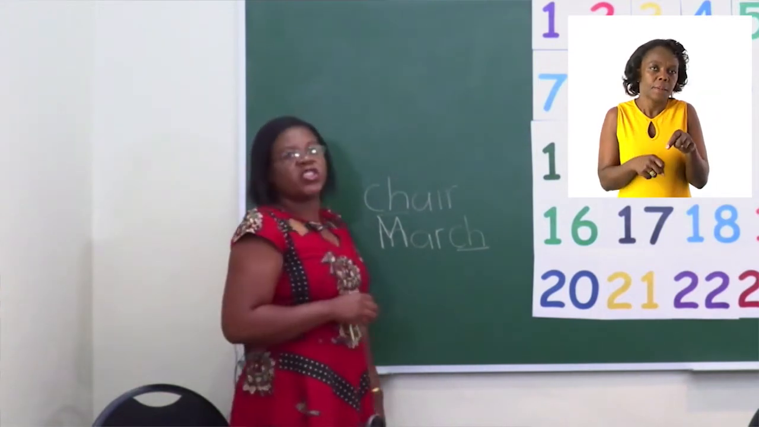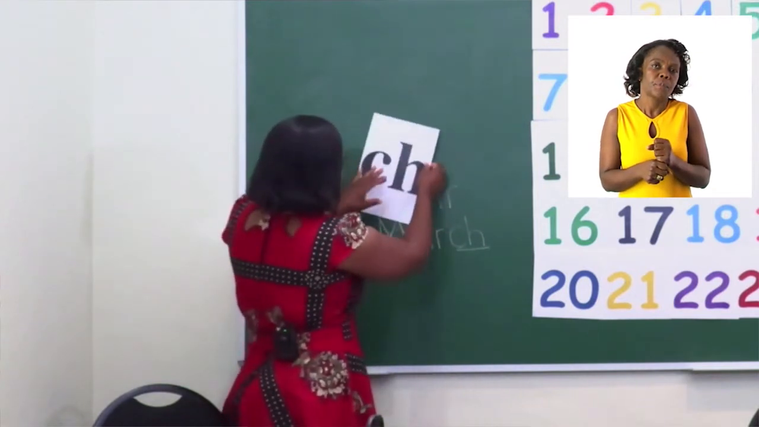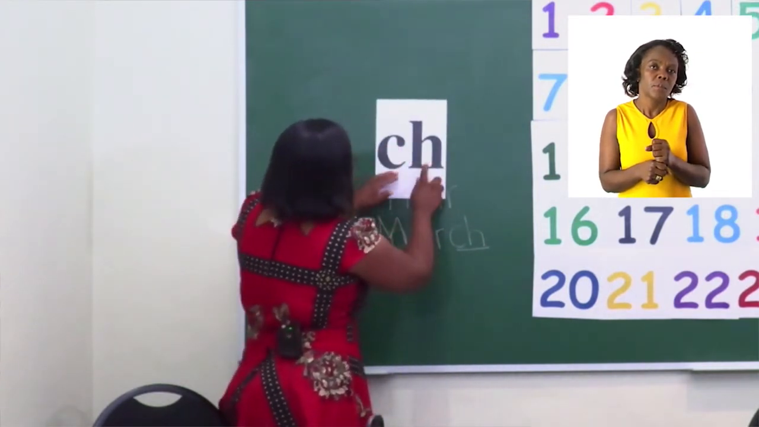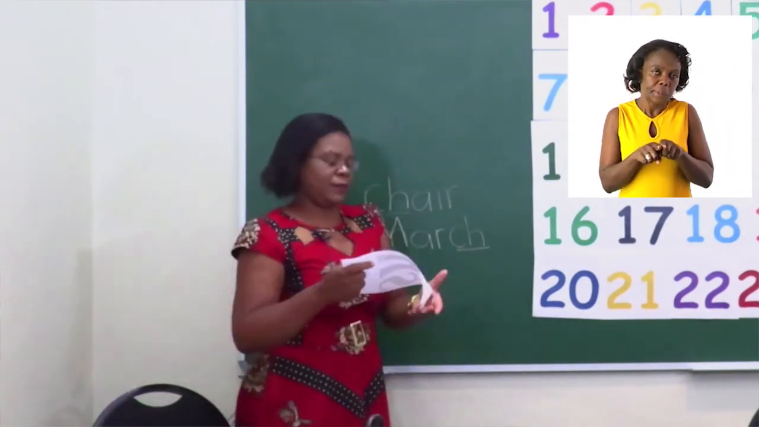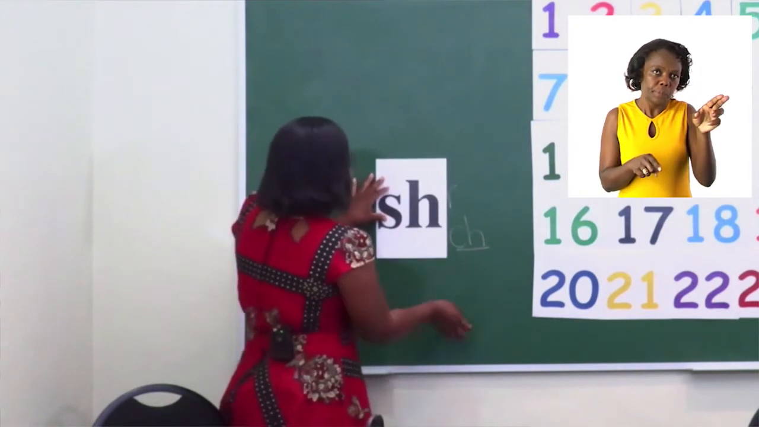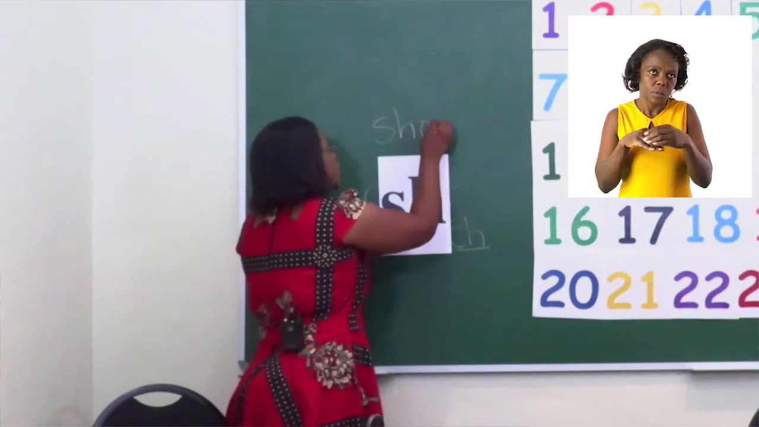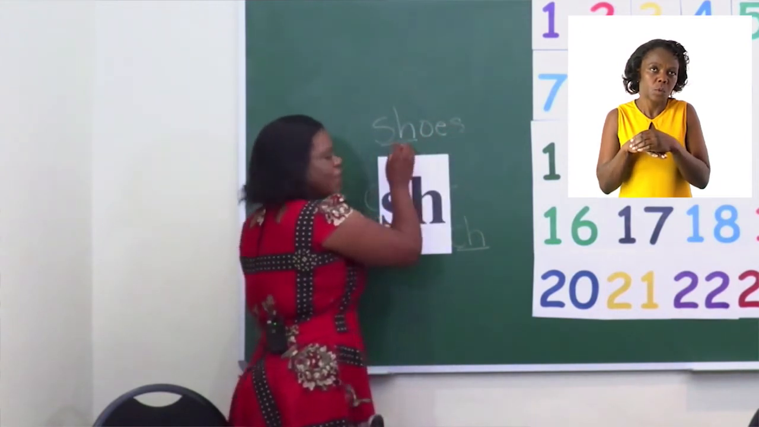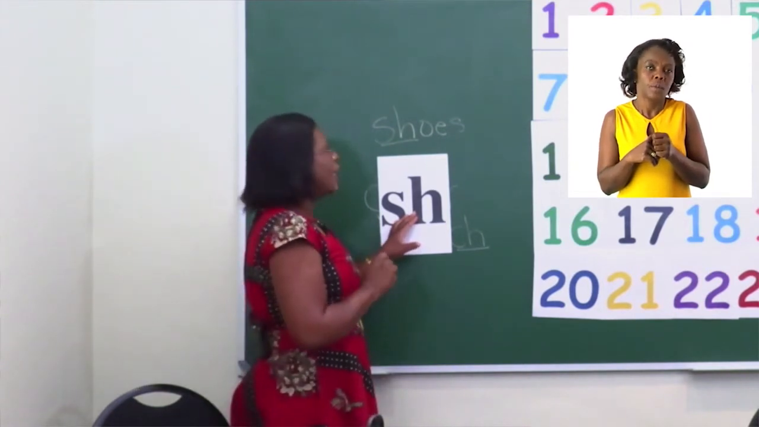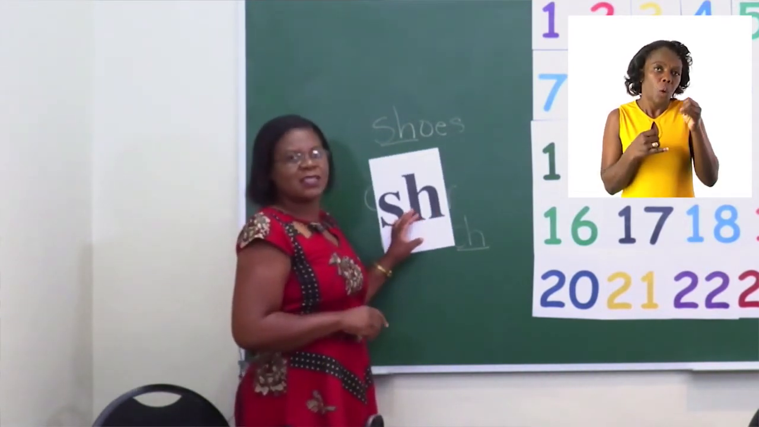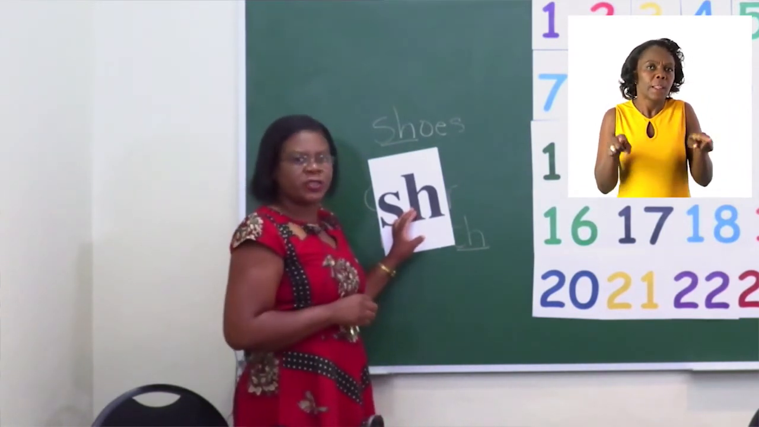Same applies with a sh, s and h. These ones are for the ch. All right. Same applies with the s and h, a sh. You can say shoes. The shoes that you put on, it's an s and an h, it's a sh. It can also come at the end of a sentence or even in the middle. It's still, excuse me, it's still a sh.